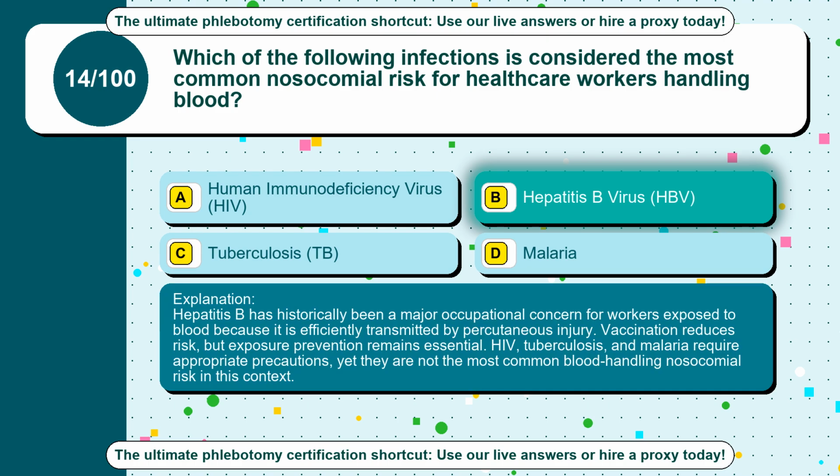Hepatitis B has historically been a major occupational concern for workers exposed to blood because it is efficiently transmitted by percutaneous injury. Vaccination reduces risk, but exposure prevention remains essential. HIV, tuberculosis, and malaria require appropriate precautions, yet they are not the most common blood-handling nosocomial risk in this context.